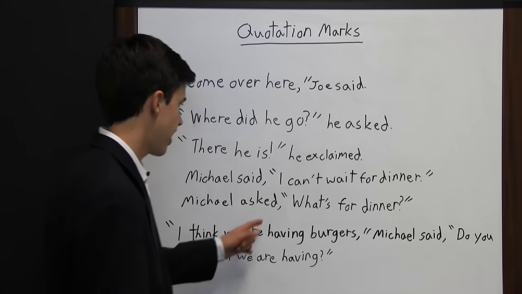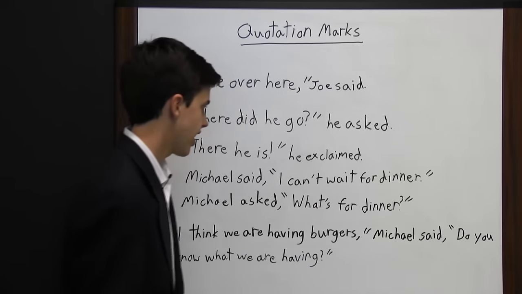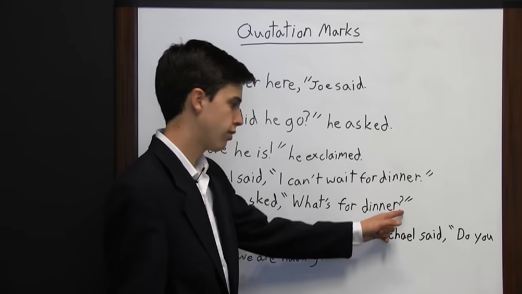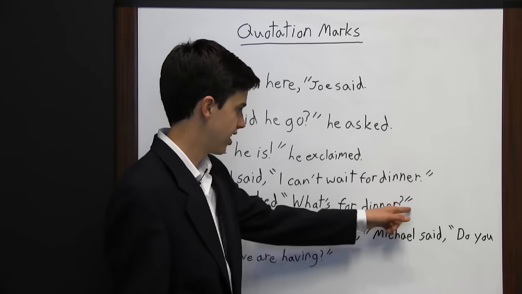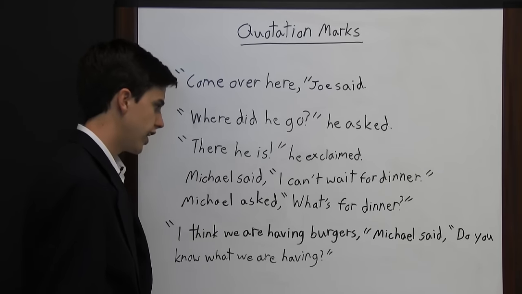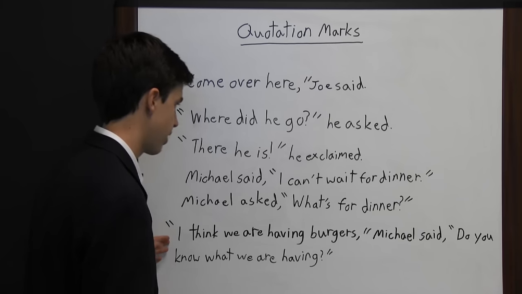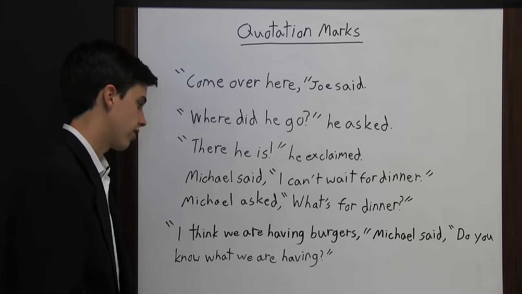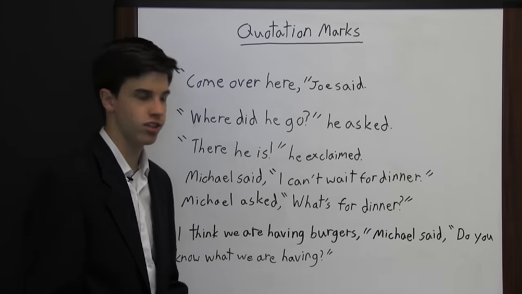This sentence says, Michael asked, "What's for dinner?" In this case, it's a question, so that's why we have a question mark at the end. Again, notice that it's inside the quotation marks. Now this final sentence is kind of unique. It says, "I think we are having burgers," Michael said. "Do you know what we are having?" So right here, there's two quotes within one sentence.